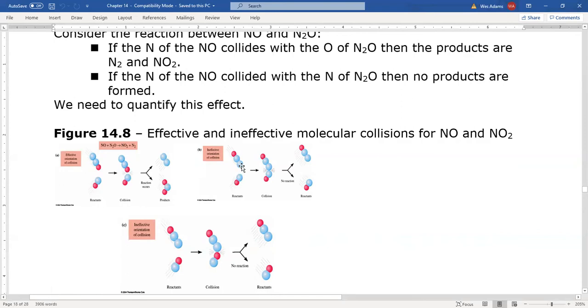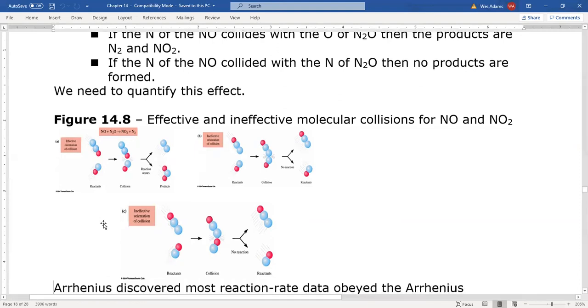Here, the O's collide, they just bounce off one another, no reaction. Here's another ineffective collision. The oxygen collides with the nitrogen, they bounce off again, nothing happens. The nitrogen of this molecule has to collide with the oxygen to get a favorable collision. And so some collisions are favorable but not others. Although overall, temperature increases the total number of collisions, increasing the likelihood of getting a favorable collision, which in turn increases the reaction rate.